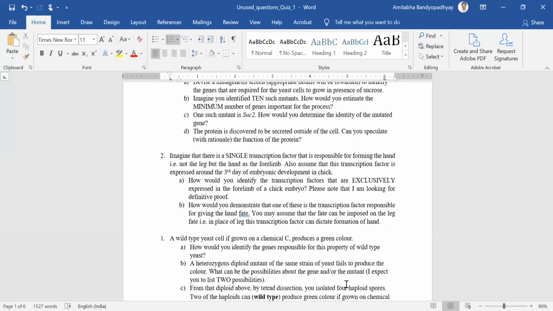B. So for this, if we ectopically express this transcription factor in the leg bud, then if it gives rise to hand in place of, forelimb in place of hind limb. Yeah, that's what it is.